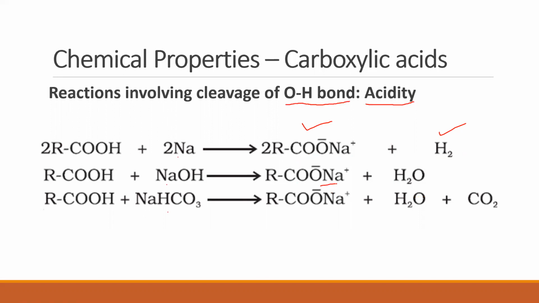Same thing is obtained when you react it with either NaOH or NaHCO3. Only difference is what are the byproducts. In the case with NaOH, we get water as a product. In the case with sodium bicarbonate, along with water, you get carbon dioxide. So carbon dioxide gas is liberated. Clear? So these three are tests to confirm whether somebody is acidic or not. Clear?